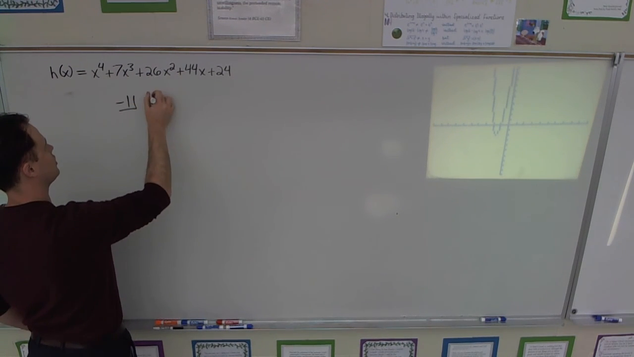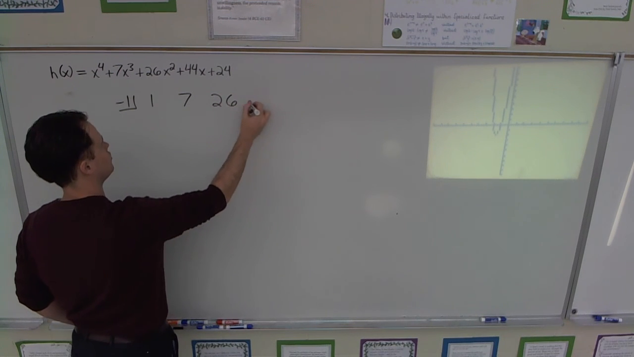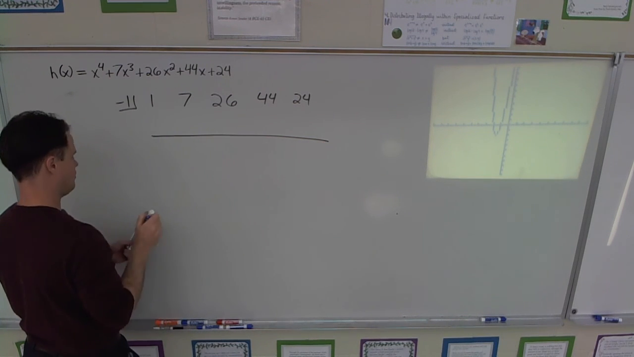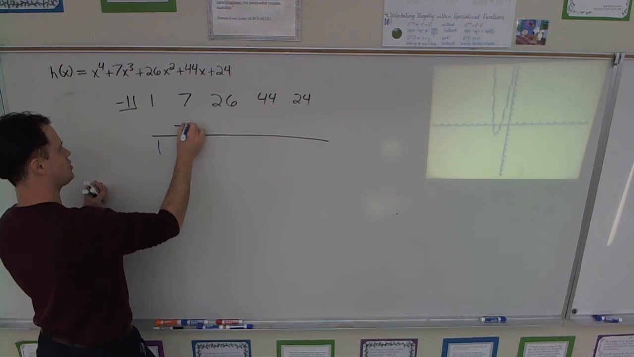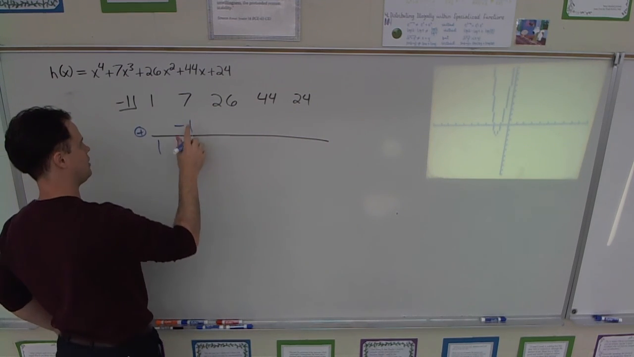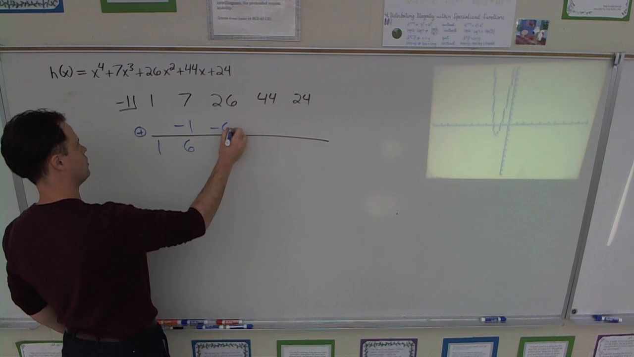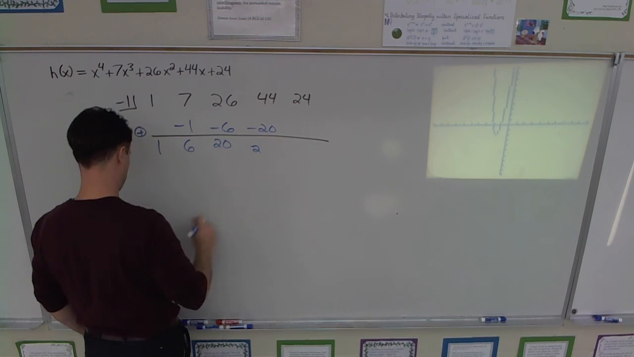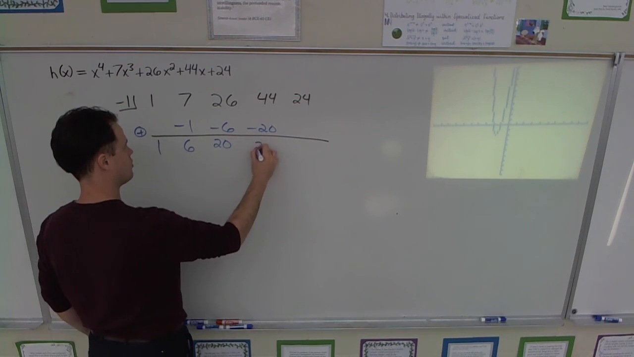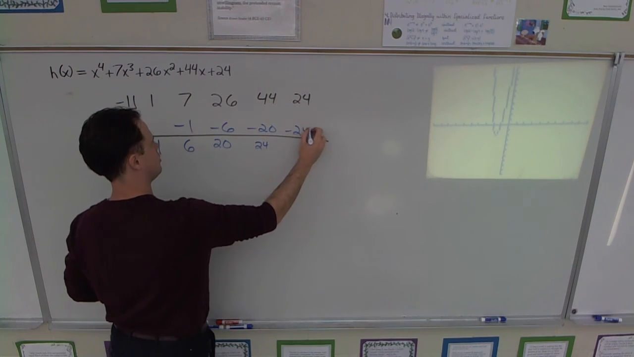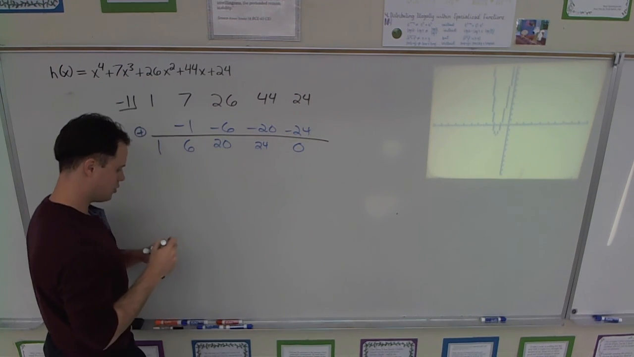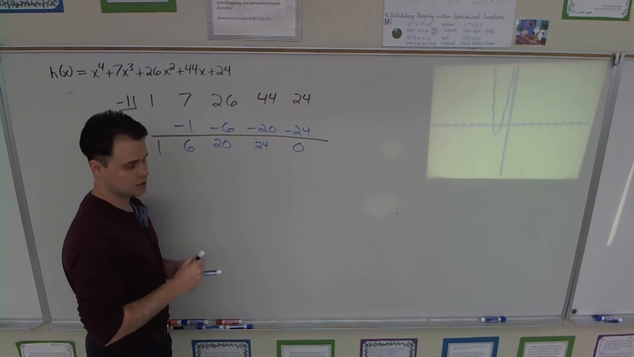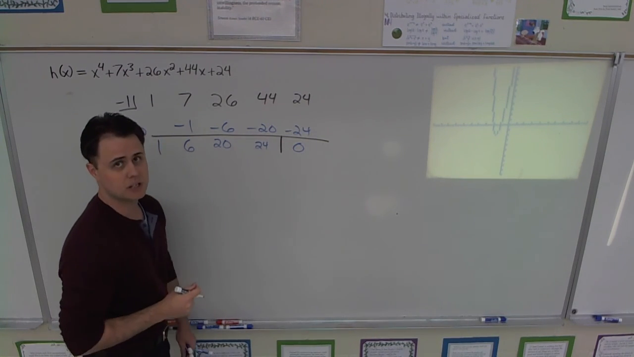I'll peel off my coefficients so I can use them for my division. Bring this one down. Of course, multiply these. We're going to be adding as we go. So add 7 and -1, multiply, add. Multiply, add. Multiply and add. So you can see that I have now some evidence that -1 is a zero because when I synthetically divided it, my remainder is nothing. I was already expecting that from the graph.